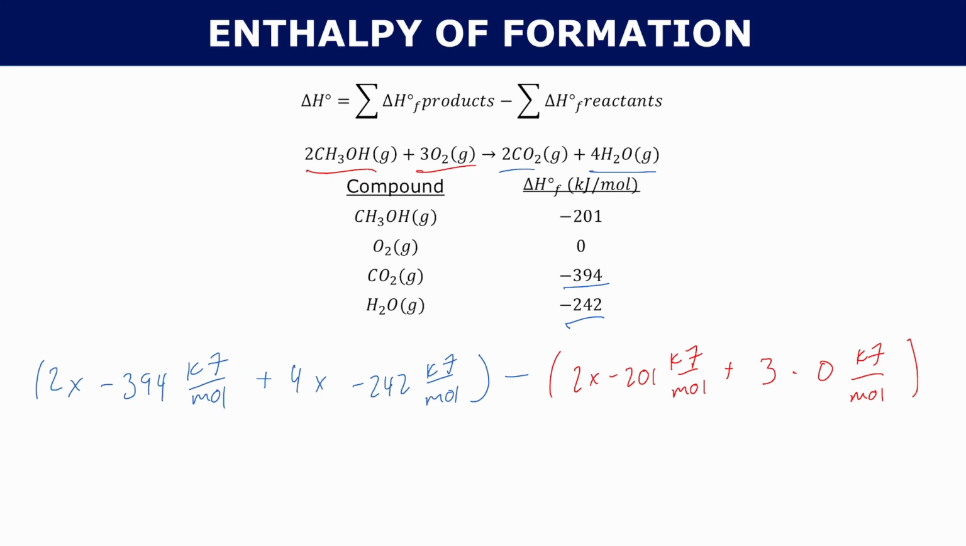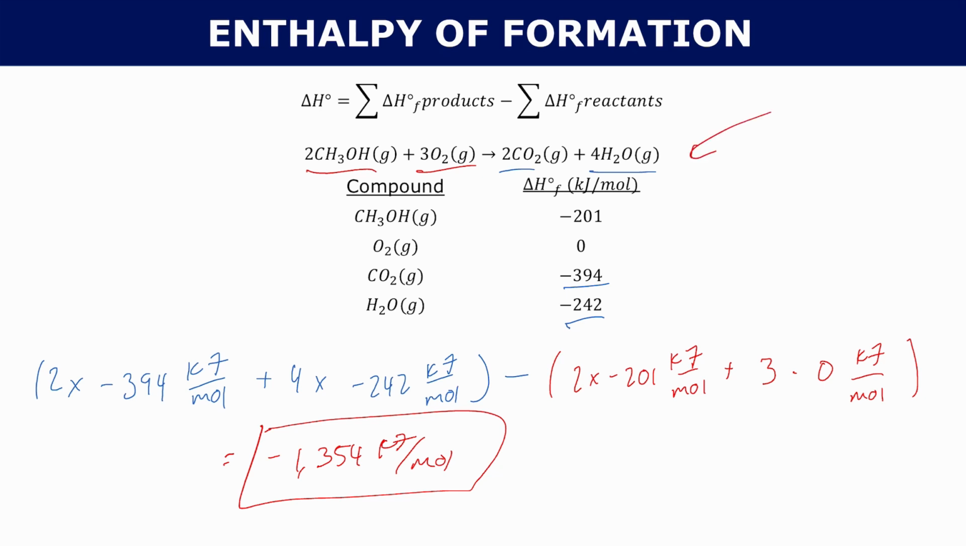It's 0 because the enthalpy of formation of a pure element in its normal form is 0. And if you work through all the math, that is going to come out to negative 1,354 kilojoules per mole. And that's how you calculate the enthalpy of reaction using your enthalpy of formations. And that's the right answer.